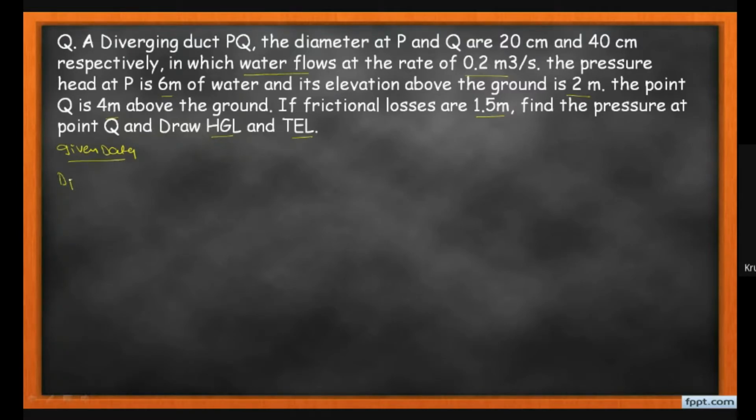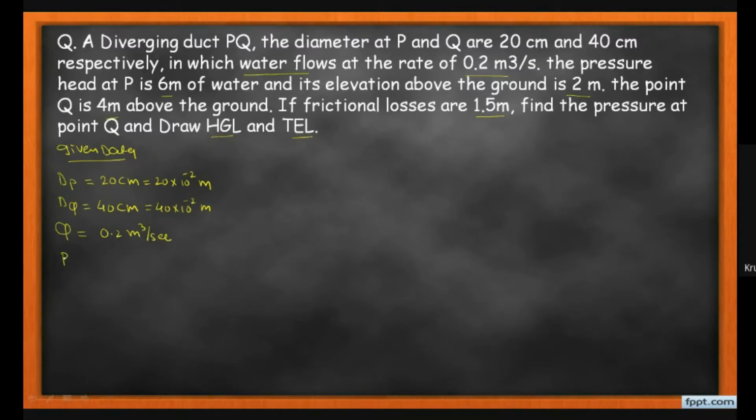Diameter of P is given, that is 20 centimeter, so it becomes 20 into 10 to the power minus 2 meter. Then diameter at Q is given, that is 40 centimeter, which is 40 into 10 to the power minus 2 meter. The flow rate is given, that is 0.2 meter cube per second.